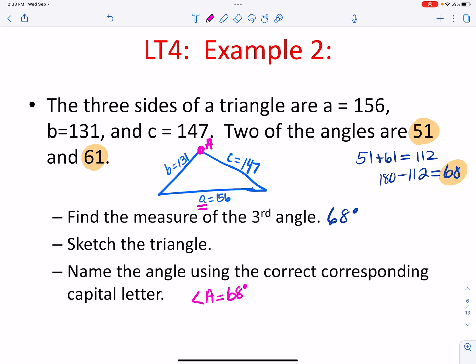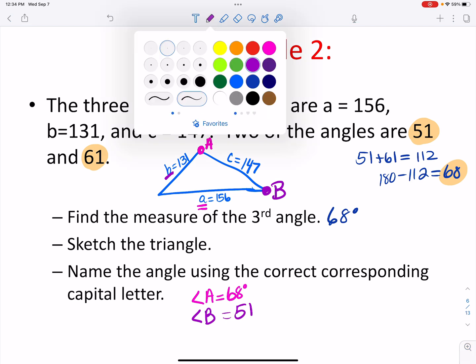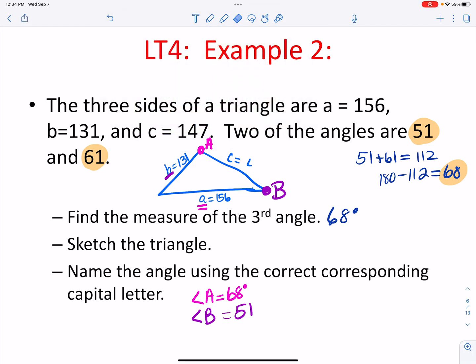Okay? And so same thing here. If I go down, side B is across from it. This would be B. Side B is the smallest, which means angle B would be the smallest. So that's 51. And so finally, that leaves me with 147. So across from it is side C because it's the same letter. So when I'm asking this question, I'm asking you to correctly label each angle. So you can't just slap them wherever. The biggest side is across from the biggest angle.